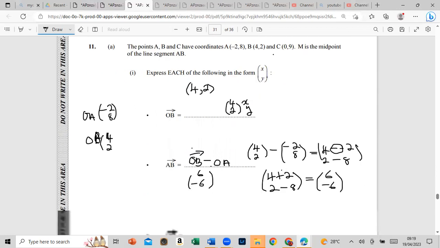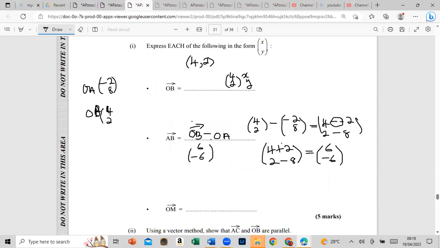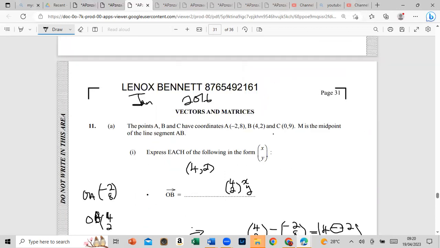So they asked for AB. So they asked for now OM, from O to M. So let's go back up to the chart. OM. So there wasn't any chart. So what they did? Oh, they say M is the midpoint of AB.